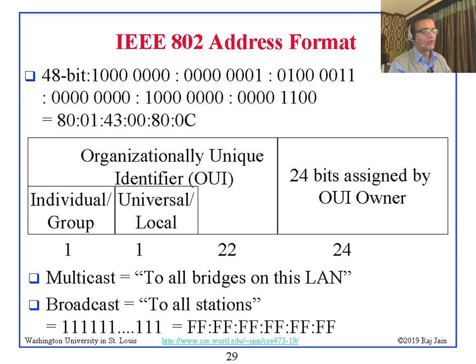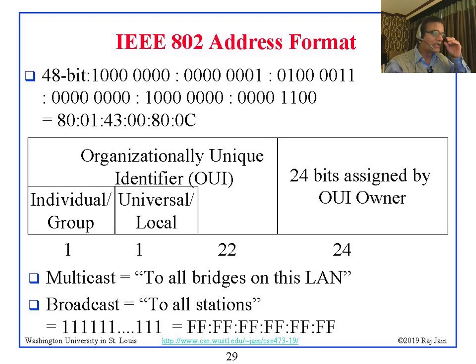Now what is universal and local? Basically, at the time when we were designing Ethernet, some people said that we should have addresses which nobody else can have. The addresses should be universal. Everybody should have a number like a social security number. Nobody else will have the same social security number, right? So that is a universal Ethernet address.